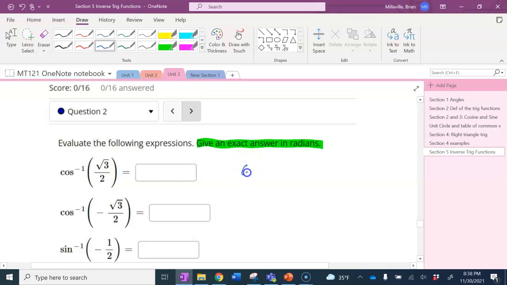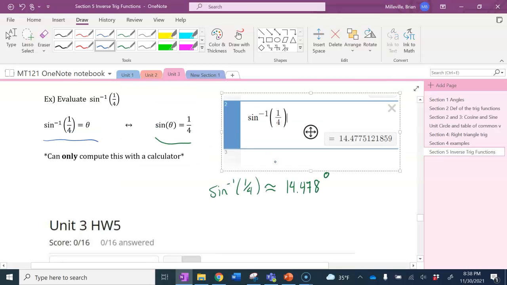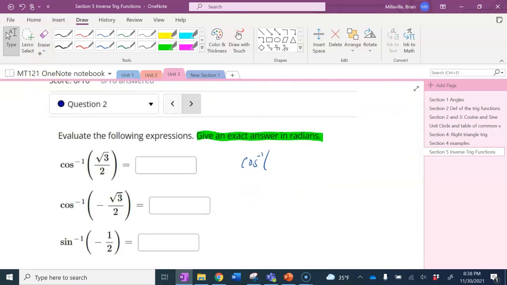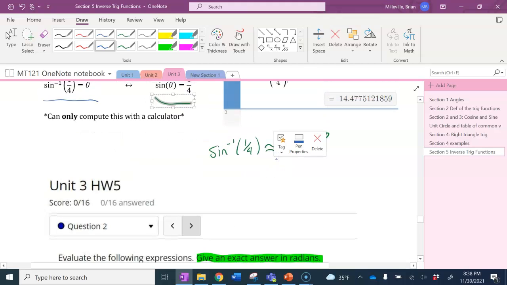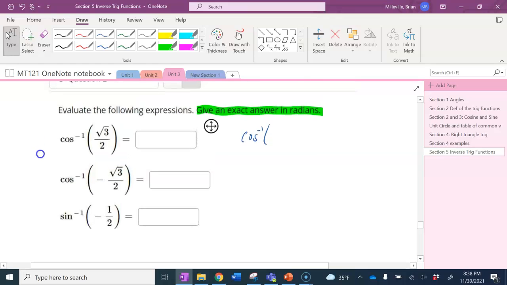So this problem, remember, we've got inverse cosine of square root of 3 over 2. Sorry about that. And what is that going to equal?